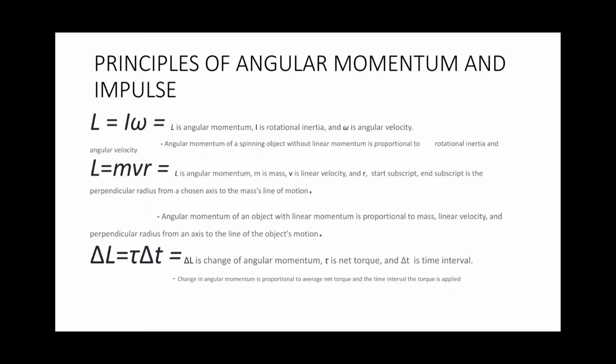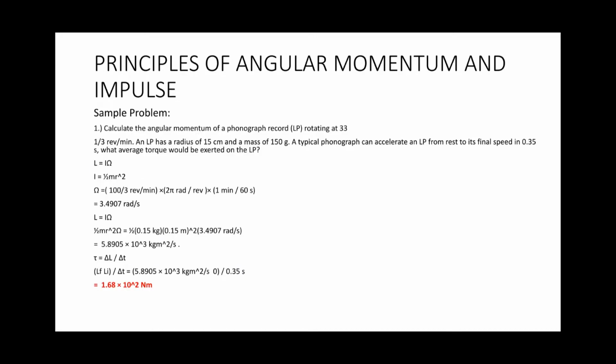Delta L equals tau delta t. Delta L is the change of angular momentum, tau is the net torque, and delta t is the time interval. Change in angular momentum is proportional to the average net torque and the time interval the torque is applied.